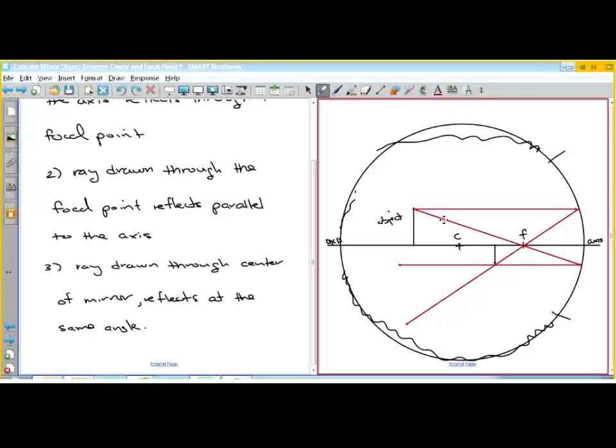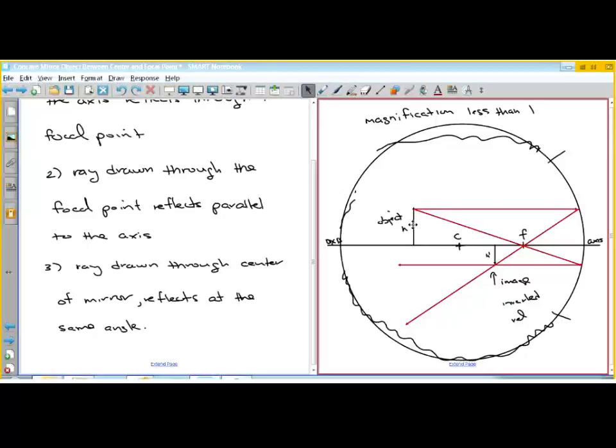So what can we say about the object? Well, again, the height here is h, the height here is h prime. So we have a magnification less than 1. We can also say the image is inverted. So again, this is our image, and it's inverted. It's real because it's on the same side as the object.